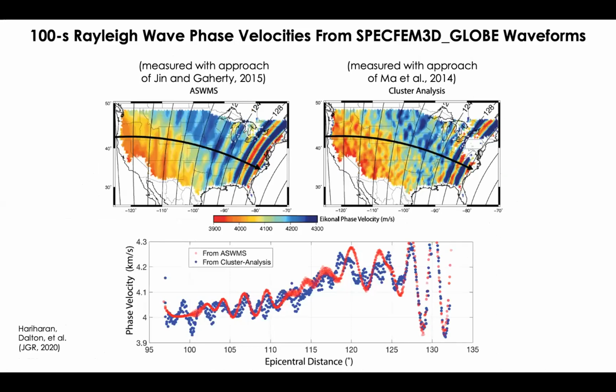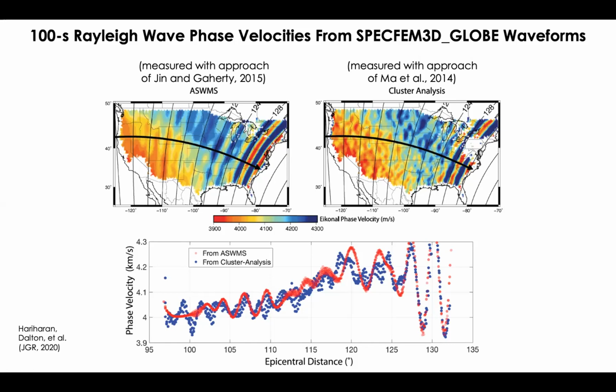This is now a third measurement approach that I'm showing you. The travel times on the left were measured using interstation cross correlation, and on the right using a cluster analysis method developed by Jiutu Ma. And in this case, it's interesting, the banding is less severe and the input structure is better recovered, with the exception of the easternmost US at epicentral distances beyond 128 degrees or so.